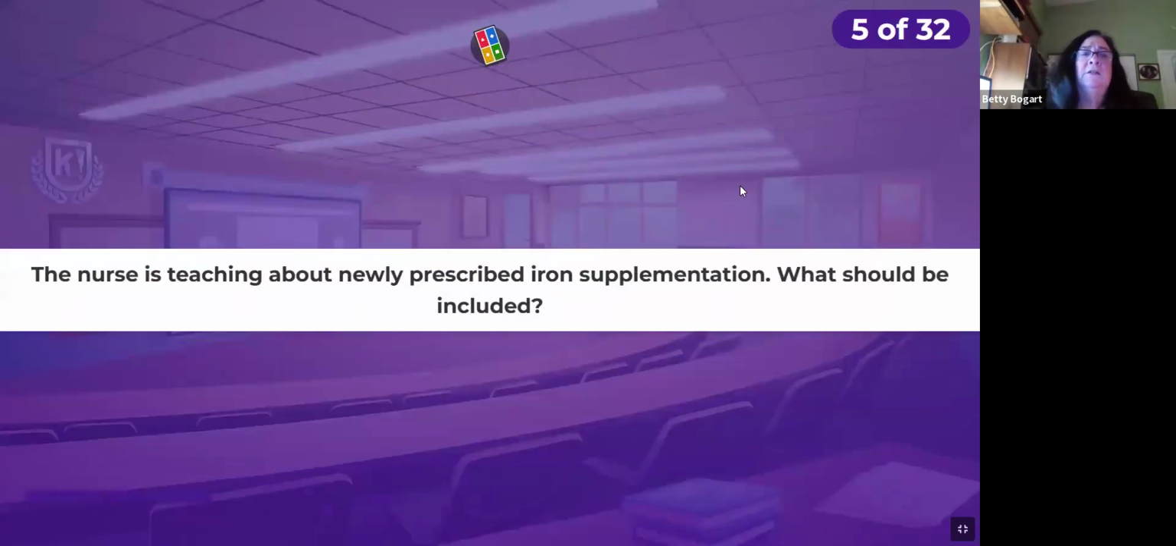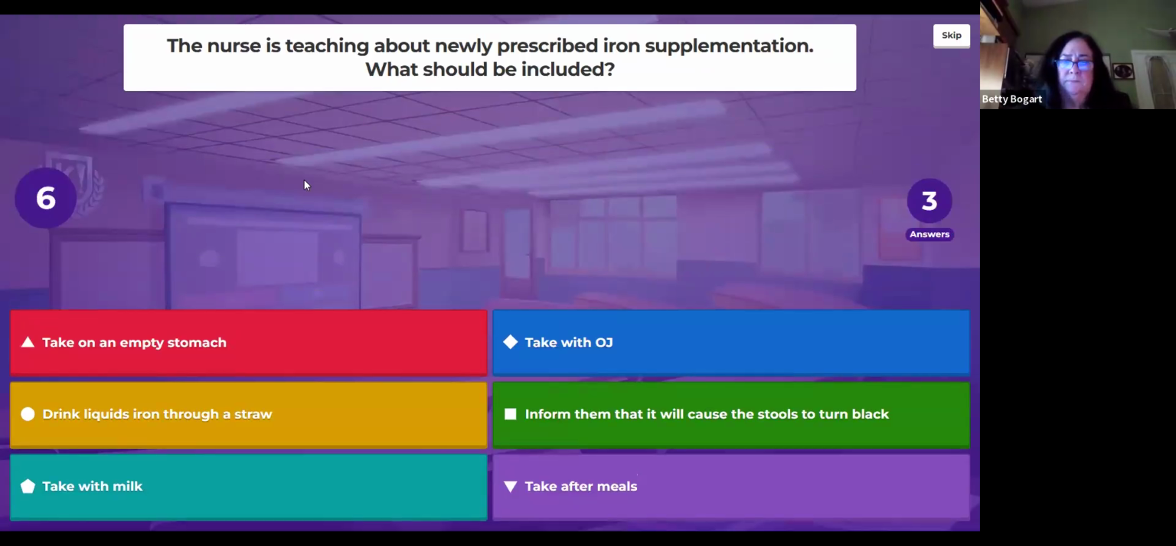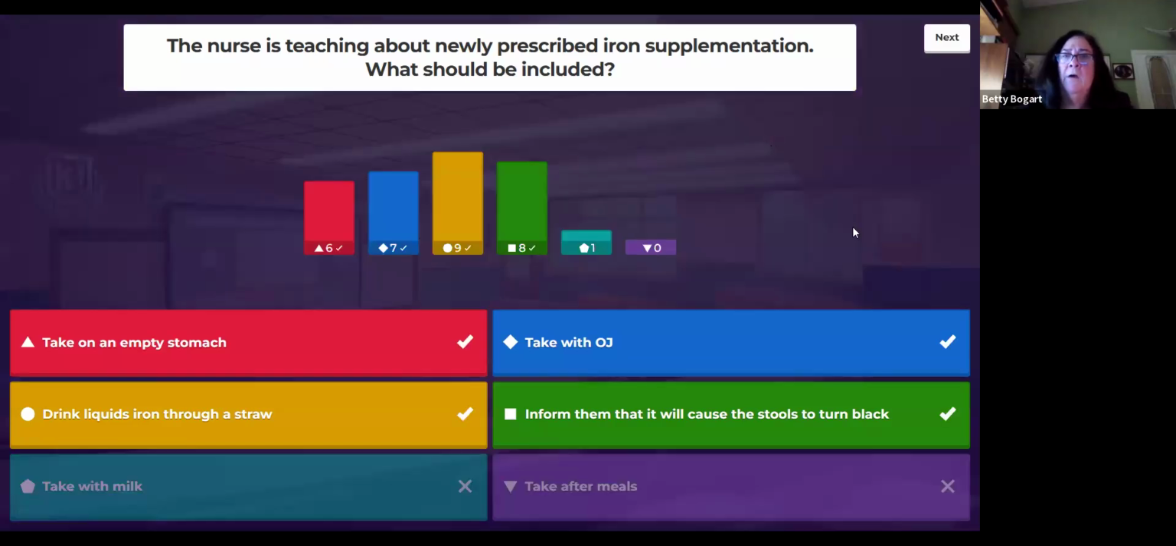A multi. The nurse is teaching about newly prescribed iron supplementation. What should be included? Okay, iron through a straw on an empty stomach, and orange juice helps the gastric acid break down the iron to make it a product that the body can use. It's through a straw because we don't want those teeth to get brown.